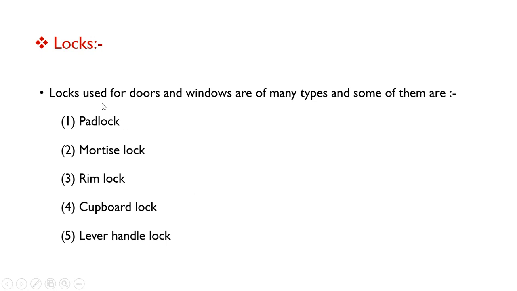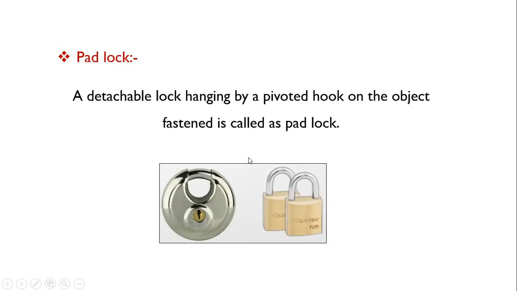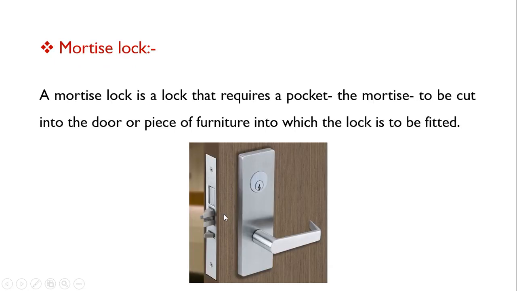Then locks. There are various types of locks used for doors and windows: padlock, mortise lock, rim lock, cupboard lock, lever handle lock. So you have heard only the names. Now here, very easily with the help of sketches and a little bit of description, you can understand them. Now padlock. This type of lock comes under padlock. A detachable lock. आपण उघडल्यानंतर ते डिटॅच होतं. A detachable lock hanging by a pivoted hook on the object fastened is called a padlock.